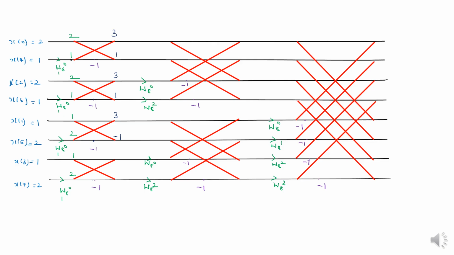Similarly, to find the value at this particular point, it is 1 plus 2, which is 3. Similarly, it is 1 minus 2, therefore the value at this point is -1. Okay, so we have found the output across stage 1.